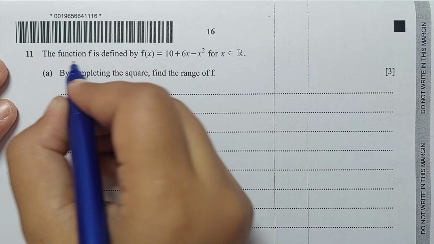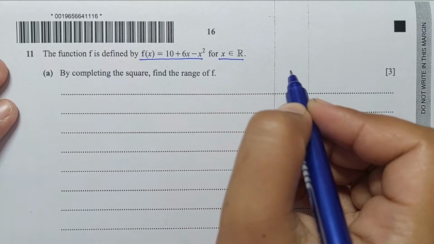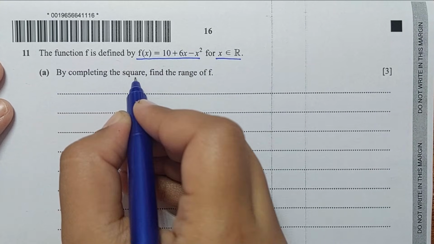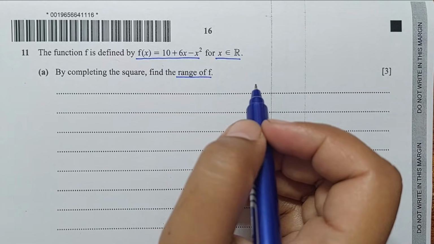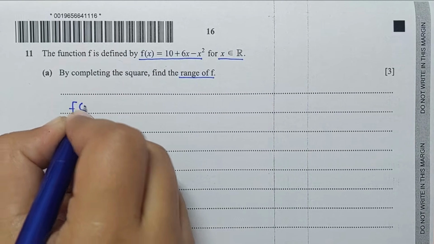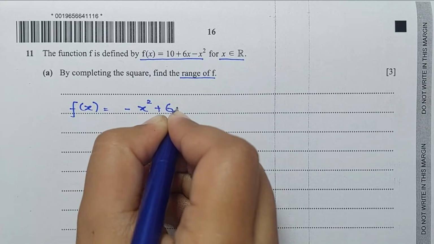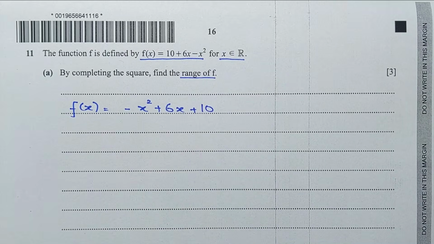Question number 11. The function f is defined by f of x as a quadratic function for x belongs to all real numbers. Part A. By completing the square, find the range of f. Okay, apply completing square method first. So for completing square method, let me write down the function f of x, which is minus x square plus 6x plus 10. This is the standard form of a quadratic equation, ax square plus bx plus c.